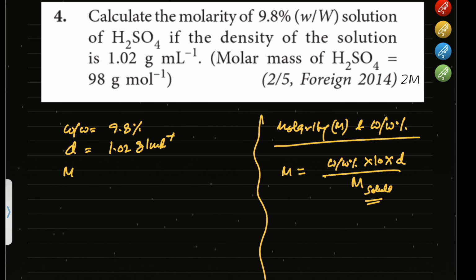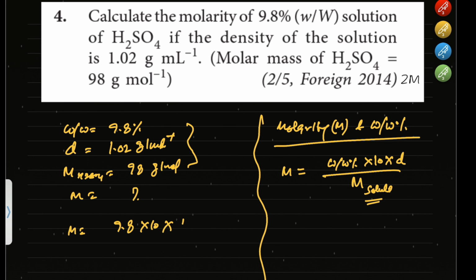Molar mass of H2SO4 is given as 98 gram per mole. Molarity, we can find the molarity. In this formula, we can put all these given data. The molarity is equal to, we have to put 9.8 into 10, density is 1.02 gram per ml, and here the molar mass of solute is 98.